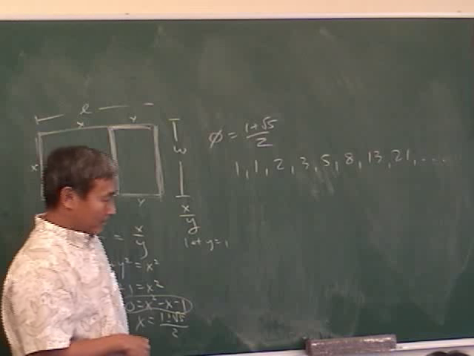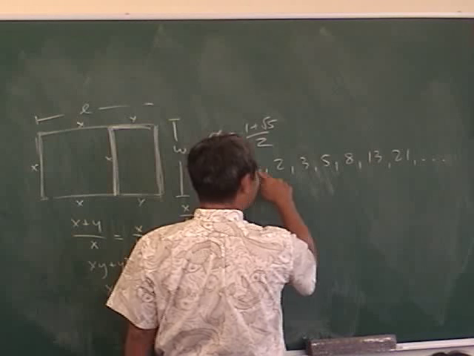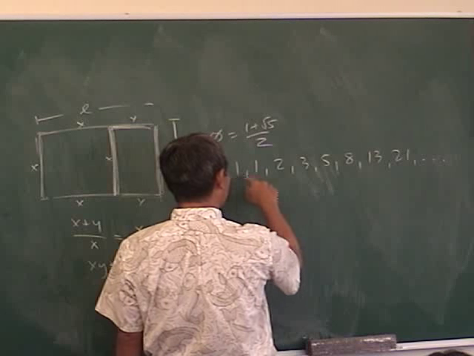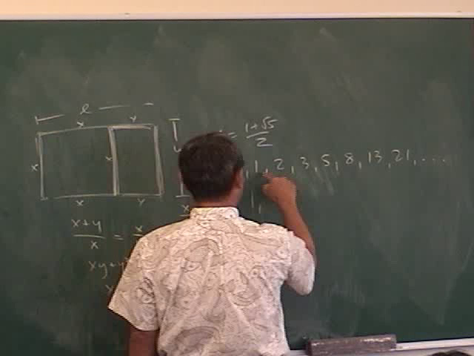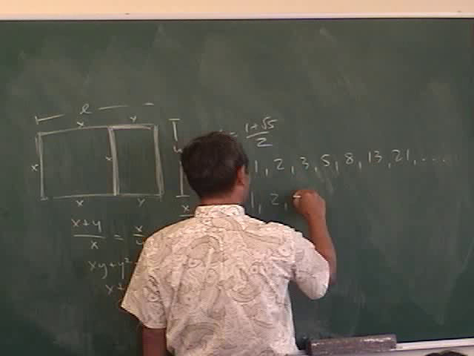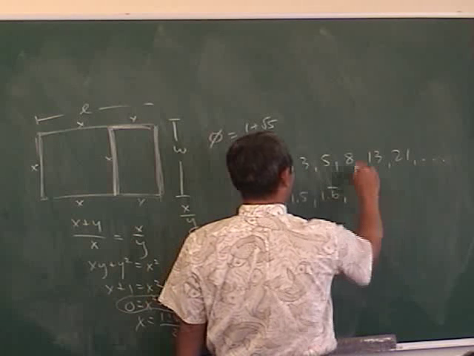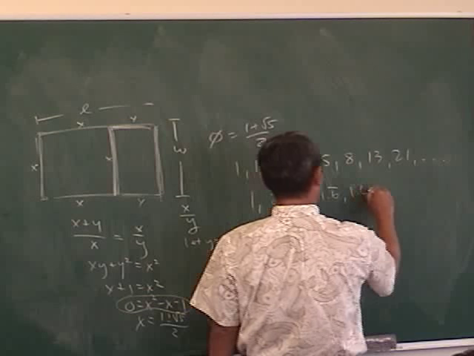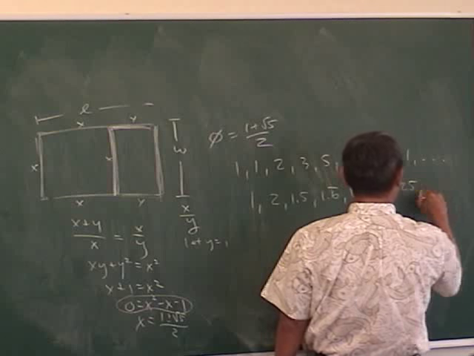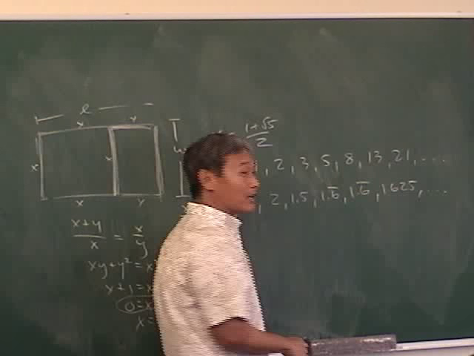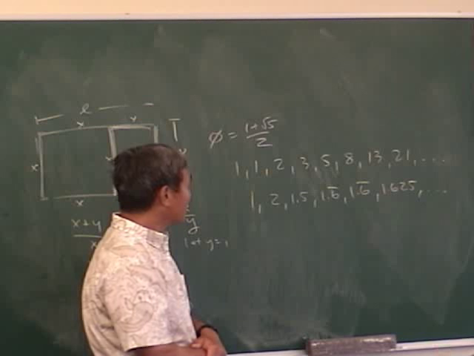I'll show you again. What happens when you take each number of the Fibonacci sequence and divide it by the previous one? What's 1 divided by 1? 2 divided by 1? 3 divided by 2? 5 divided by 3? 8 divided by 5? 13 divided by 8? If you look, these numbers are getting closer and closer to the golden ratio.